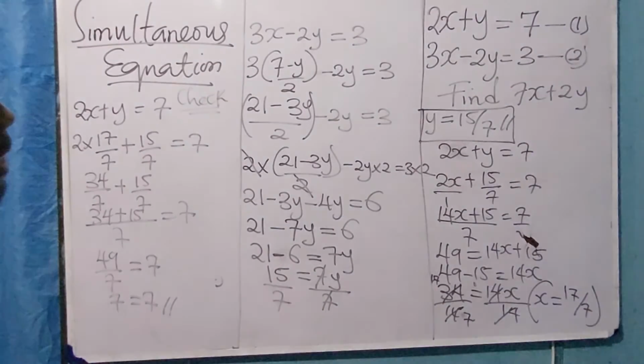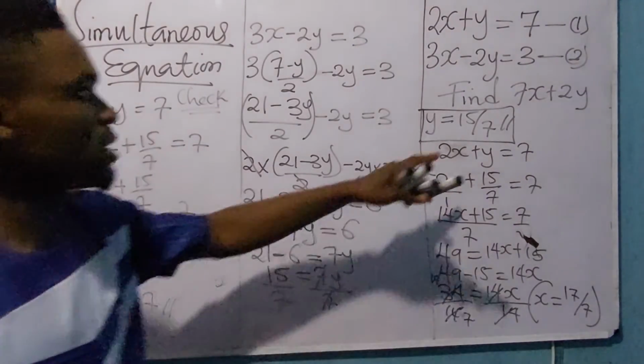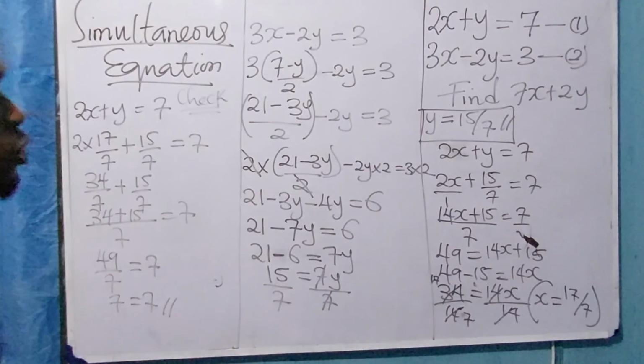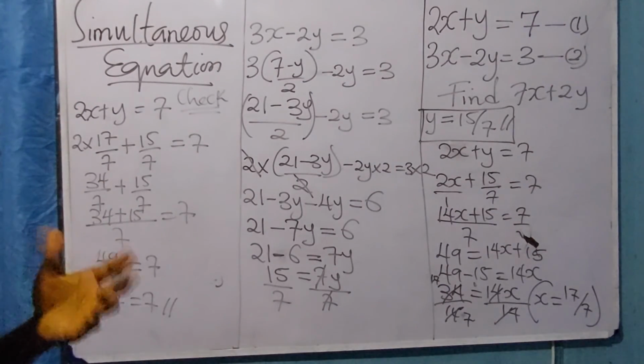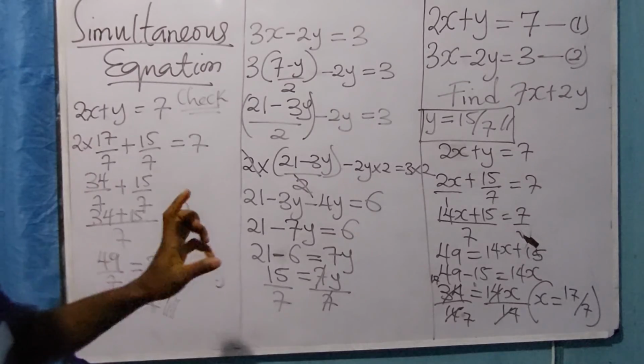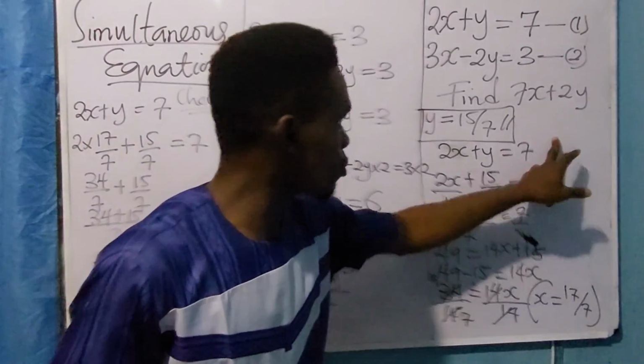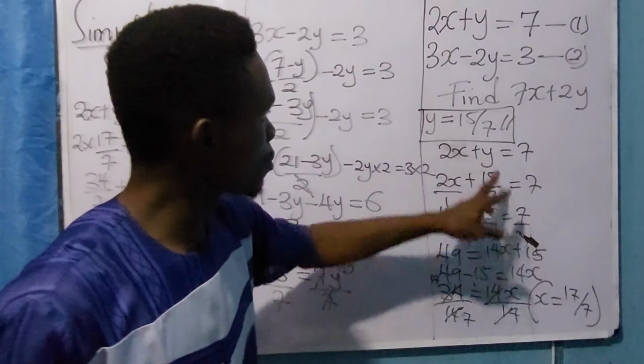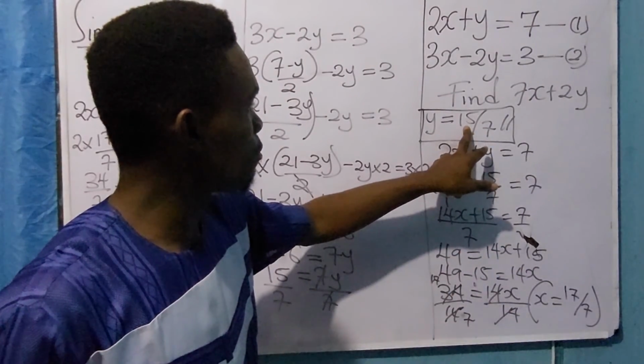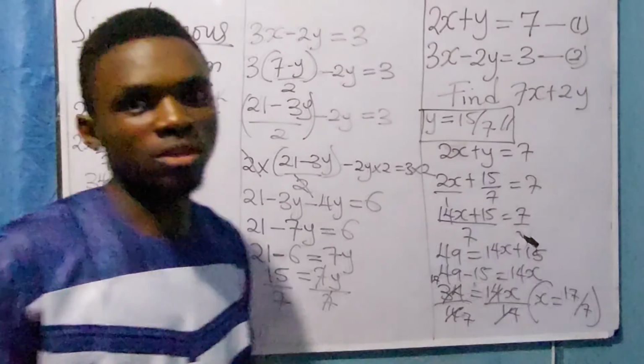Is that the final answer? No. We have to find the value of 7x plus 2y. I'm going to be leaving this for you to do. Which means that whenever you see x, you put 17 over 7, plus whenever you see y, you put 15 over 7. That will be the final answer.